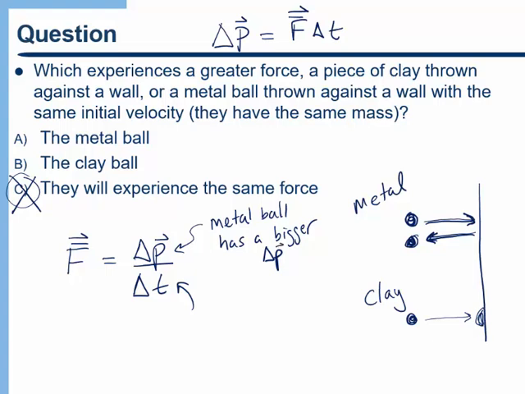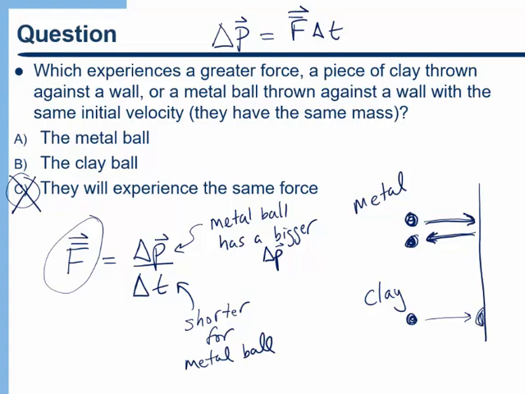The other thing, though, is that because the metal ball doesn't compress, the collision takes place over a very short amount of time. So delta T is shorter for the metal ball. The clay collision takes longer because from when the clay first starts to contact to when it stops, that's a longer period as that piece of clay kind of mushes against the wall. And therefore, you'll notice that the wall has to exert a much bigger force on the metal ball than it does on the clay ball. And therefore, the metal ball exerts a much greater force on the wall than the clay ball. And that's why you'd rather be hit with a clay ball than a metal ball.